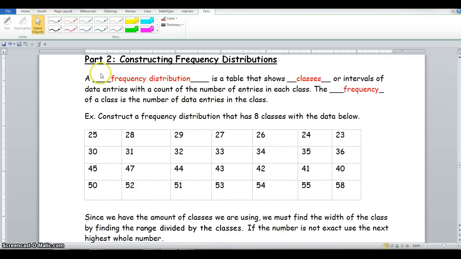Okay, class, we'll be finishing up section 8.1 through 8.2, and we're on part 2 here, constructing frequency distributions. A frequency distribution is a table that shows classes or intervals of data entries with the count of the number of entries in each class. The frequency of a class is the number of data entries in the class. Example: construct a frequency distribution that has 8 classes with the data below.